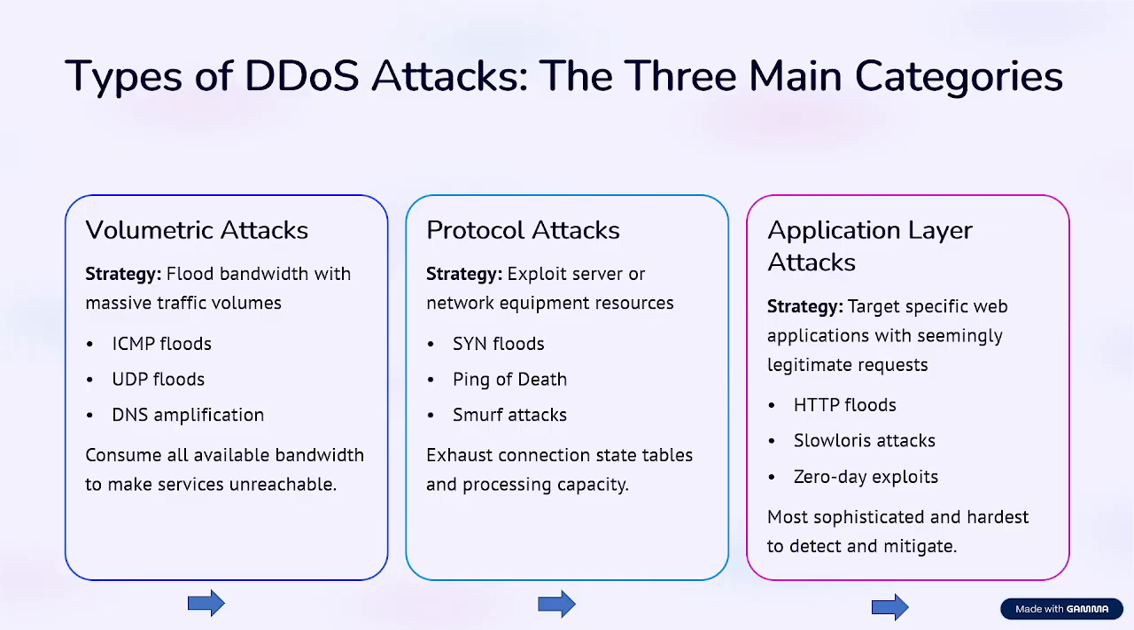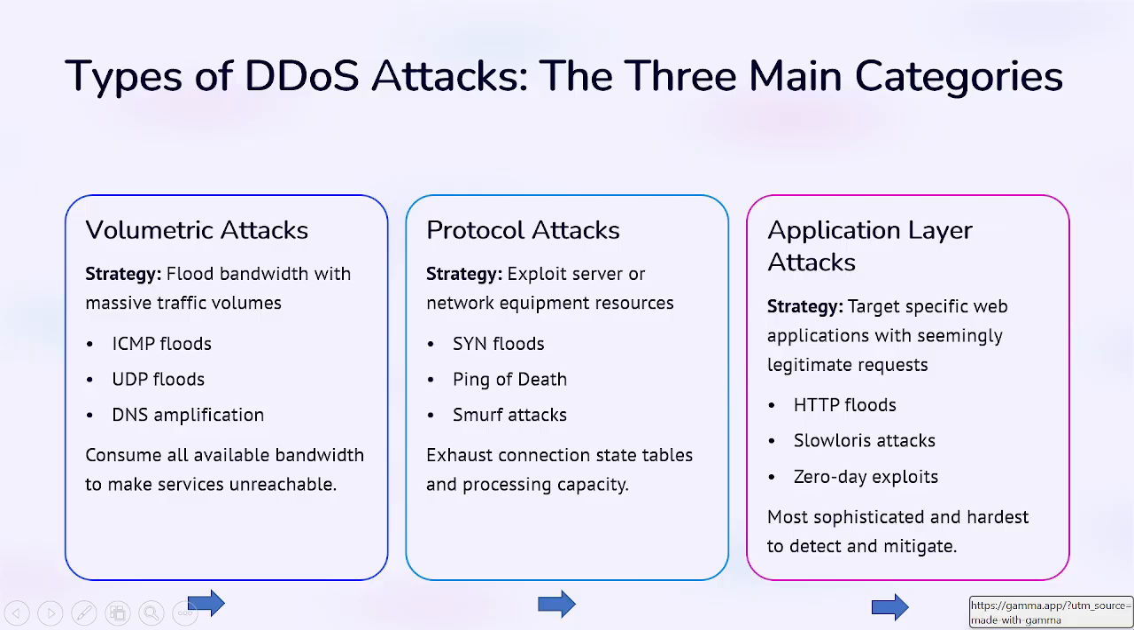So these are often the most sophisticated and the hardest to detect and mitigate. Their strategy is to target specific web applications with seemingly legitimate requests. HTTP floods, Slowloris attacks, and zero-day exploits fall into this category.